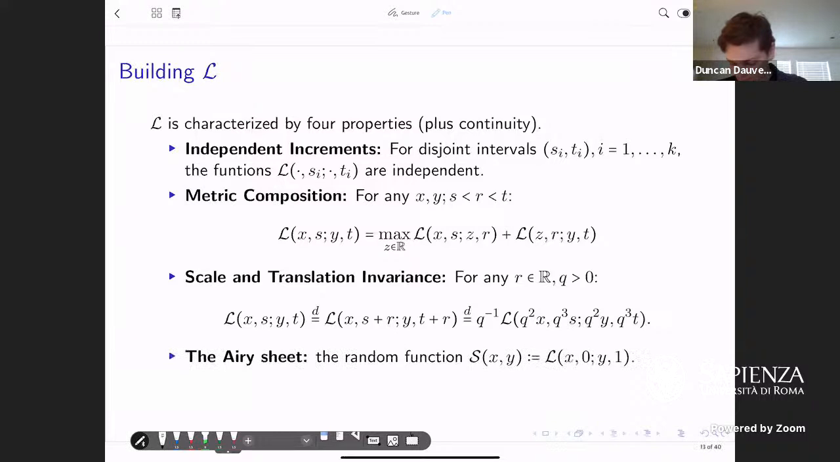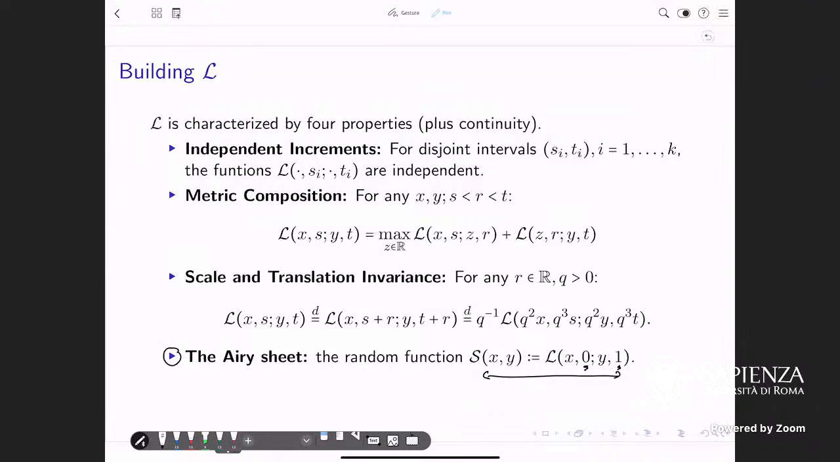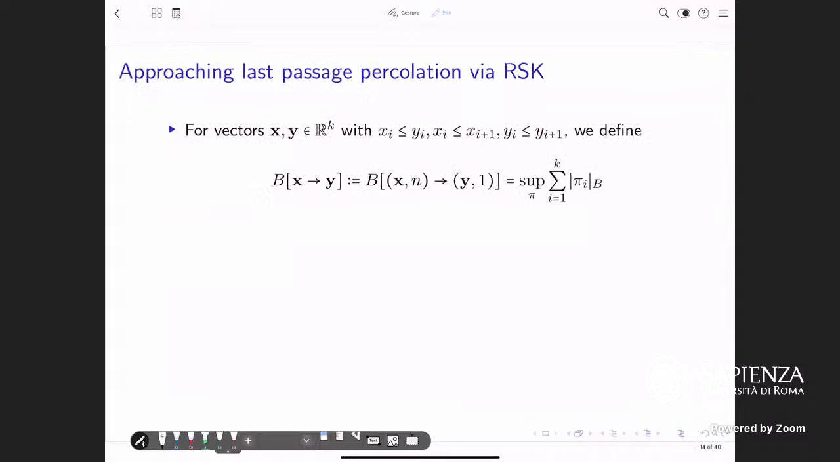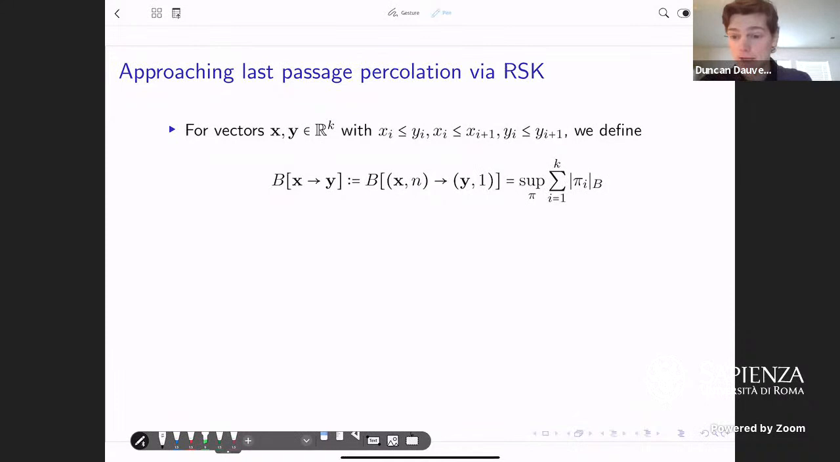And so then we arrive at the fourth and most important property for building L, which is that we need to understand the Airy sheet, which is the landscape value going from time zero to time one. So this function S of XY that Balint was talking about. Okay. So as he said, we're going to build this up. We're going to go back to approaching last passage percolation via the RSK bijection. Okay, so in order to do this, I'm going to extend the definition of last passage percolation to multiple paths. So it's going to be a little bit more general than what Balint was talking about, and this is going to also come up later.